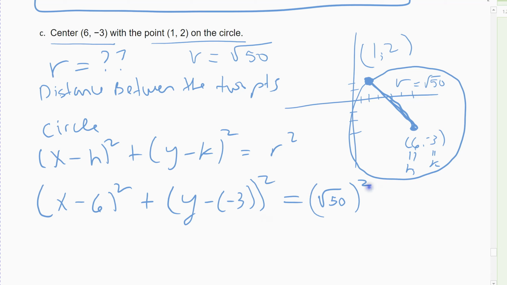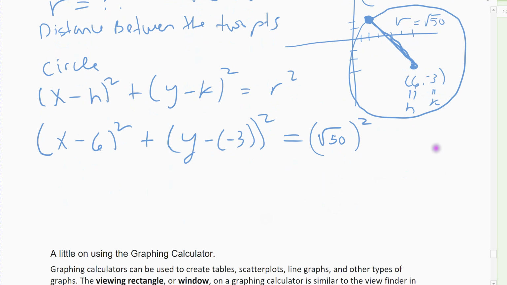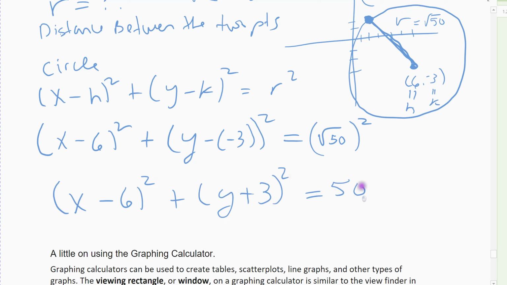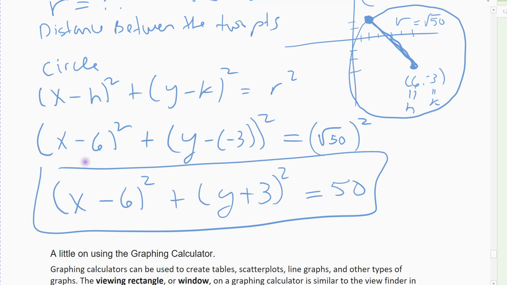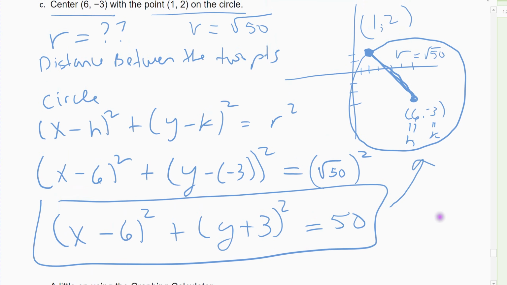And this is why I leave it exactly, because when I square it, the square root disappears, and so the r squared is just going to turn into 50. And it's going to be exactly 50, so don't round. So the final answer, completely simplified: x minus 6 squared plus y plus 3 squared equals 50 is the simplified equation of that circle. That has a center at 6, -3, goes through the point 1, 2, and therefore has a radius of the square root of 50.